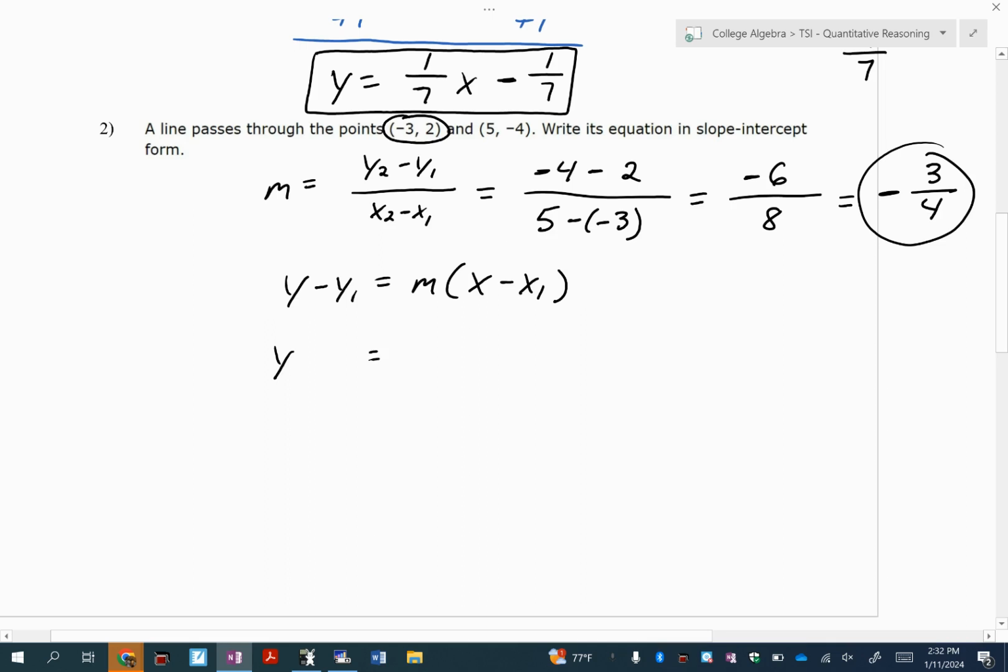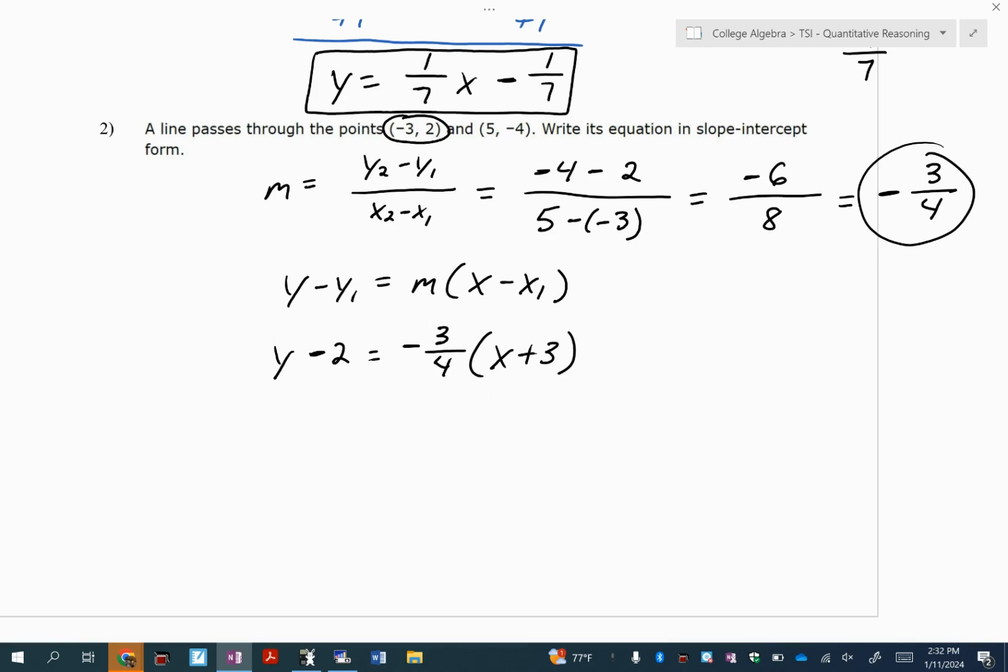What is my y value in the point that you chose? It's 2. So I'm going to write y minus 2, because you got to think opposite there. Equals m, which we just found was negative 3/4. What is my x value? It's negative 3. So when I write it down here, I have to think opposite. What am I writing down? Plus 3.